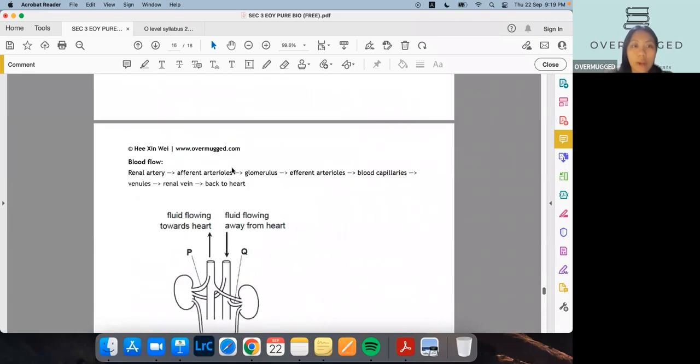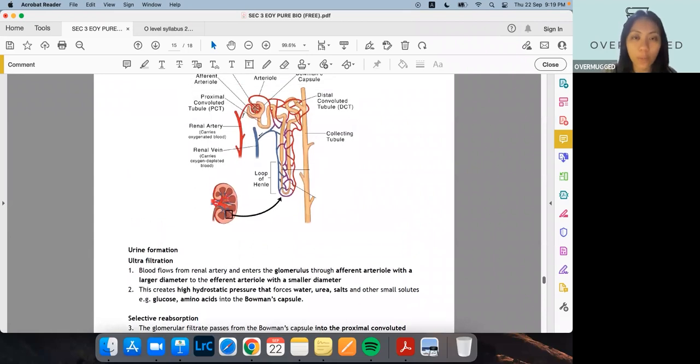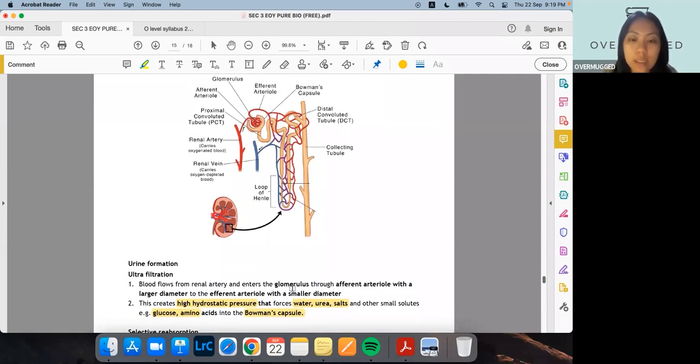Ultrafiltration is forcing the small things out. High hydrostatic pressure forces water, urea, salt, and all the small molecules out into the Bowman's capsule. And what causes this force? It is that the afferent arteriole is wider than the efferent arteriole, so that drives the high hydrostatic pressure. So the keywords are just these few keywords.